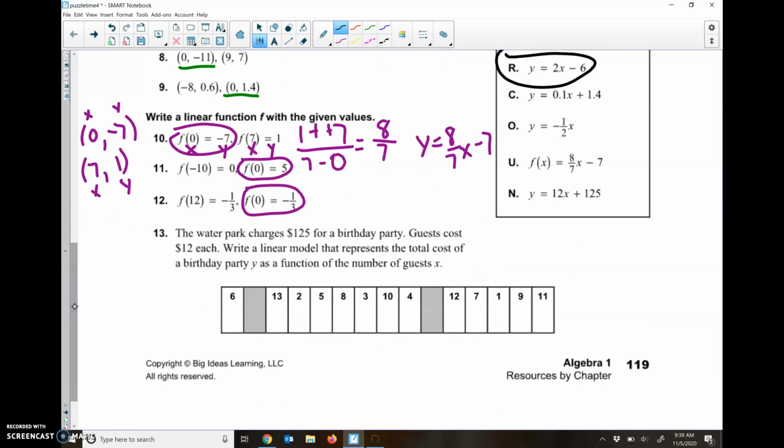13, so here's a real-life example. So your parents, especially if you ask them for help on something like this, they might not remember slope and y-intercept, but it is something that we kind of use every day. So if we're looking at a problem like this, the water park charges $125 for a birthday party. So that's going to be the y-intercept. Okay, so in a real life example, a y-intercept is something that you pay one time, regardless of the use.